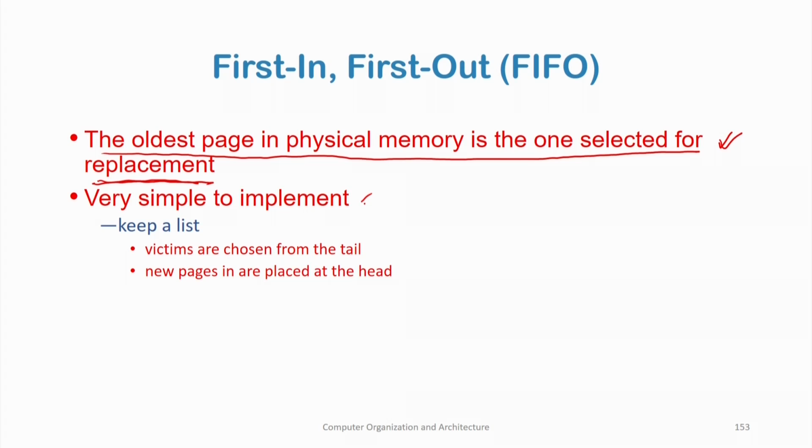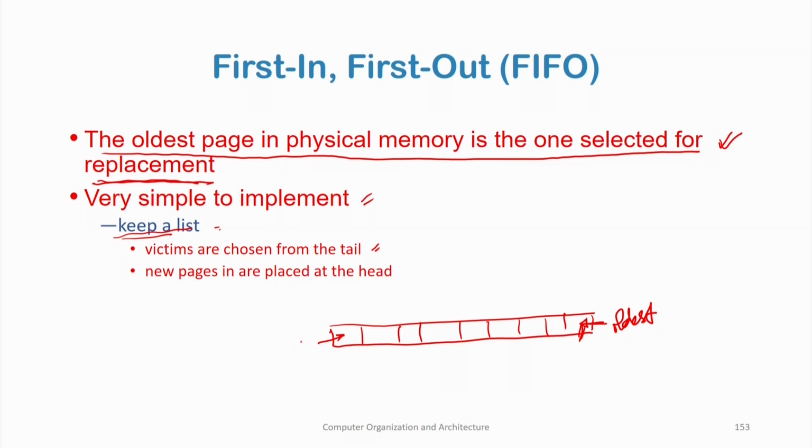It is very simple to implement. What do we do? We keep a list of victims and choose from the tail. So, we keep a list, and this list is the references, and this one is the first one that had come, this is the newest one. Because this is the oldest, I will choose this one to be replaced. So, if this is the oldest and this is the newest, then from the tail of the list I will choose the oldest and replace it. New pages are placed at the head.